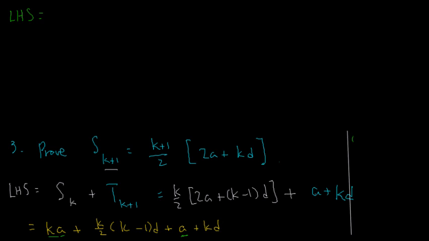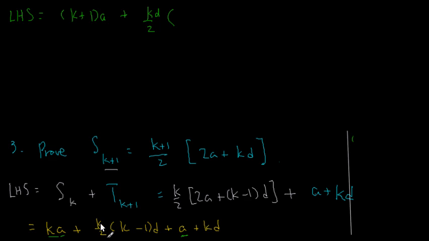Now I'll group this and this together, this and this together to give me k plus 1 a. Plus, and these two, you see I have a k and a d here and a k and a d here, so those two are common factors. So from this and from this, let me take out a factor of kd over 2.